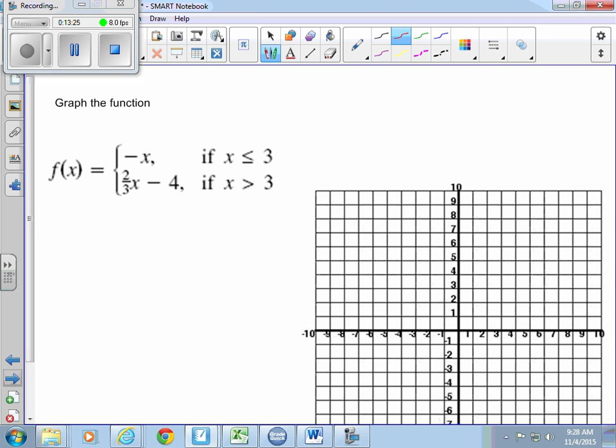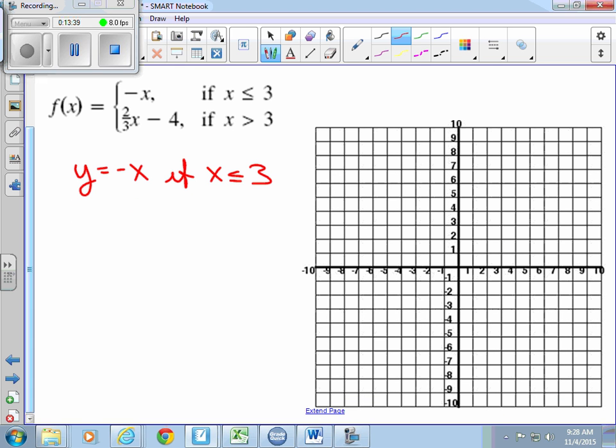Okay, so I'm going to plot the first one. It's y equals -x, if x is less than or equal to 3. That's what that part says. Well, how do I graph the line y equals -x? There's actually a lot of different ways we can graph lines, but what's one way? Slope is -1. What's the y-intercept? 0. So I can plot the y-intercept, and I can plot the slope, and I can draw the line. Correct? So I'm going to do that.